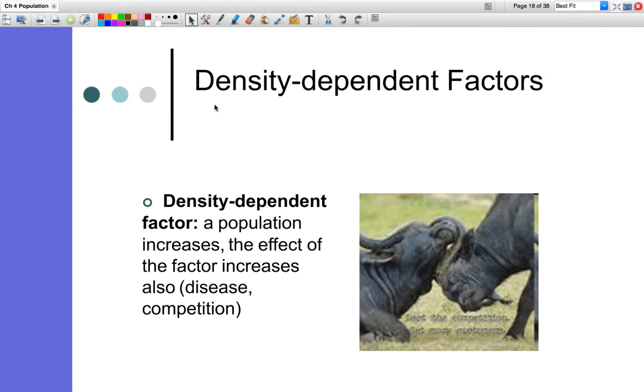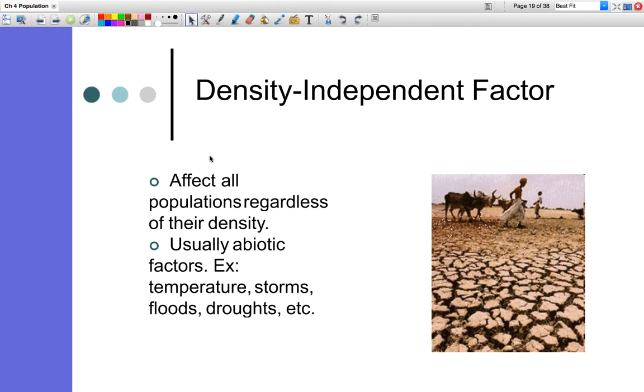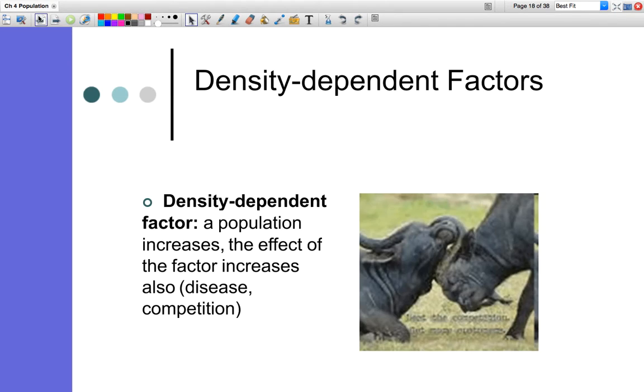Density-dependent factors. A density-dependent factor is one where, as a population increases, the effect of the factor increases also. Disease, competition. So density-dependent factors are typically biotic in nature, such as food. So the more of a species that exists, the less food there is. Two individuals of the same species are going to compete for that food.